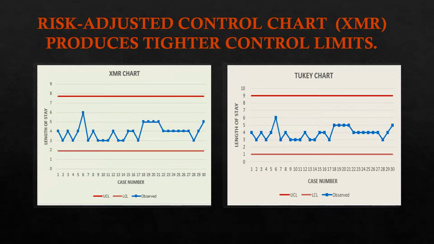After doing the analysis, we can see that risk-adjusted control chart XMR produces tighter control limits.